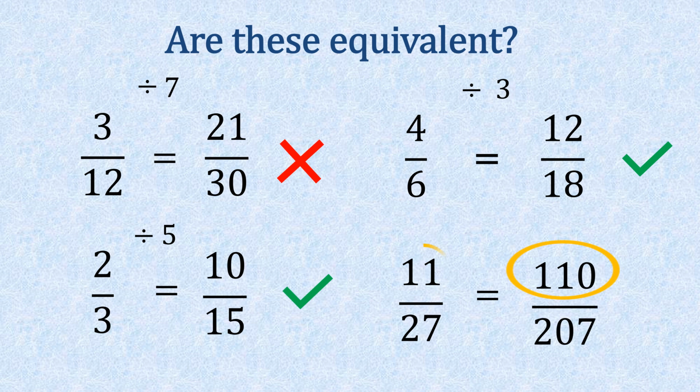110/207. Now we know 11 is a prime number, but we know that 11 does go into 110 10 times. So we're going to take the bottom, 207, and divide it by 10, which doesn't give us the answer we want. It's not correct, so this is not equivalent.